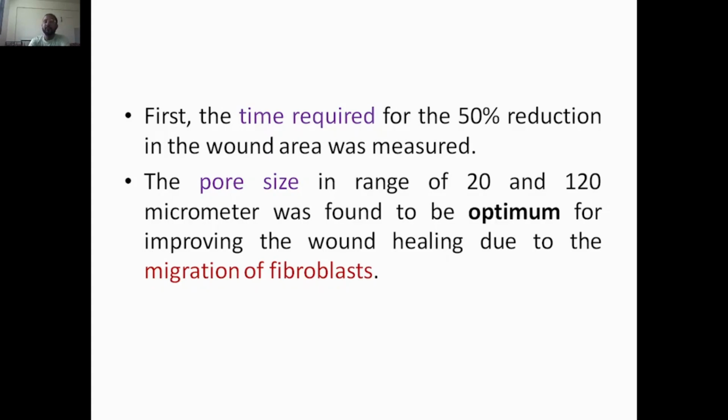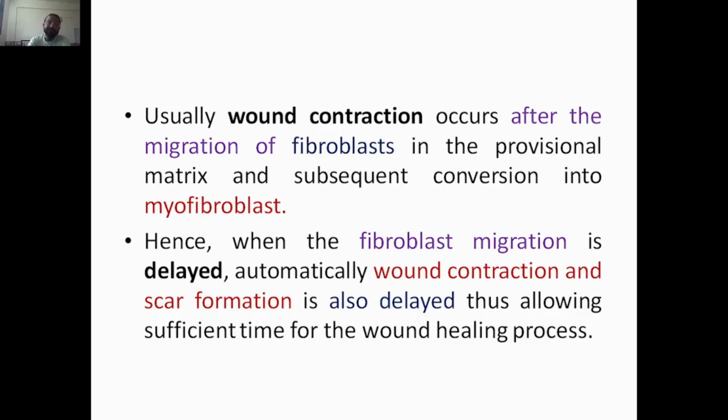migration of the fibroblasts. The migration of the fibroblasts has to happen for the wound healing. For that, the pore size should start from 20 to 120 micrometer. Usually wound contraction occurs after the migration of fibroblasts. Now imagine you have this particular layer, the porous template. Now the fibroblast migration is done.